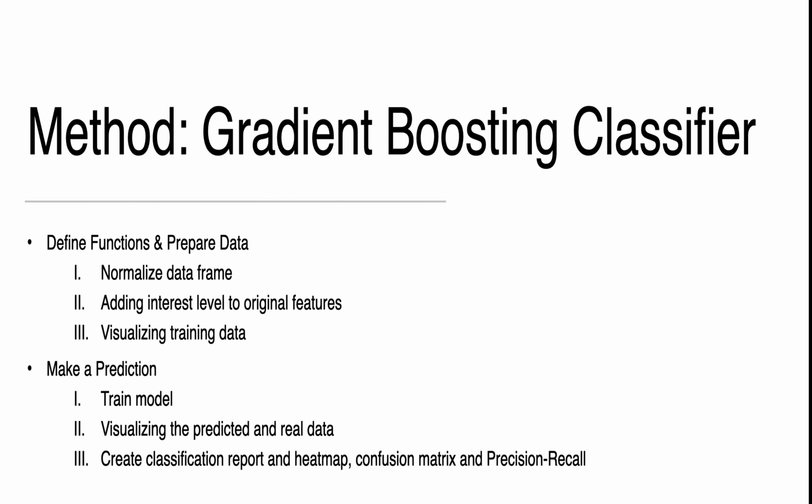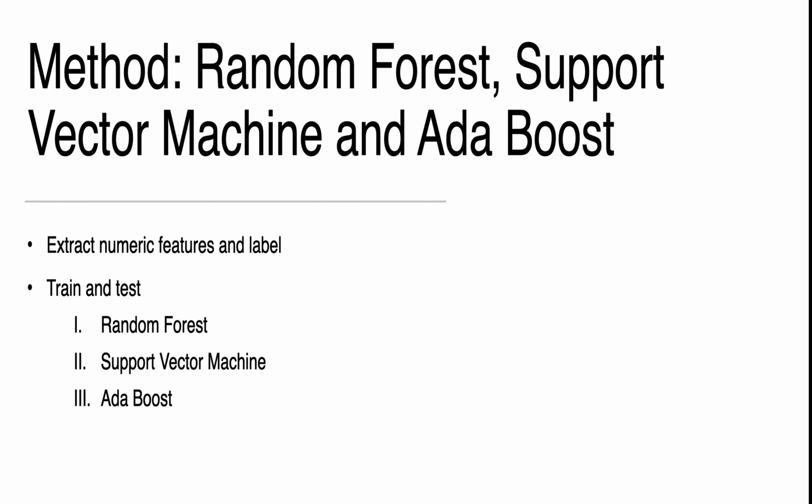We use methods like gradient boosting classifier, define functions, prepare data, normalization, and adding interest level and visualization. We also make a prediction, tree model visualization, and create a classification report. We also use other methods like random forest, support vector machine, and other boosts to extract numerical features and labels. So let's go to our live code.